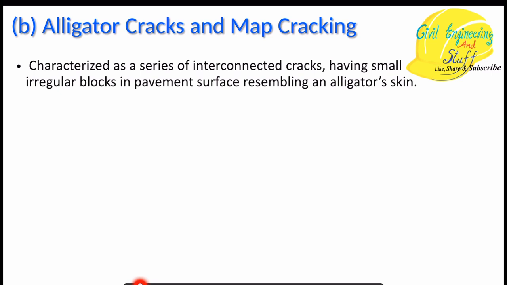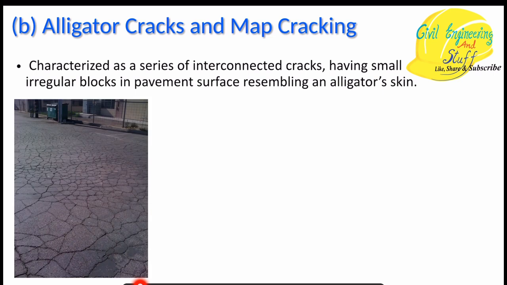The next kind of cracks that we are going to discuss are what we call the alligator cracks, also called map cracking. Now, the main characteristic of the alligator crack is that these cracks are interconnected in nature and form small irregular blocks in the pavement.